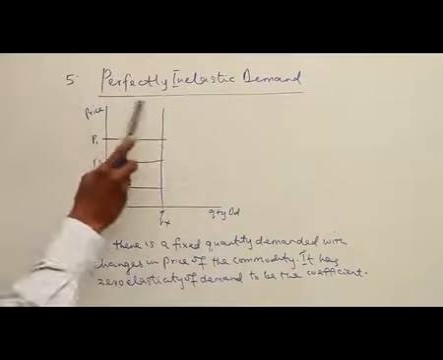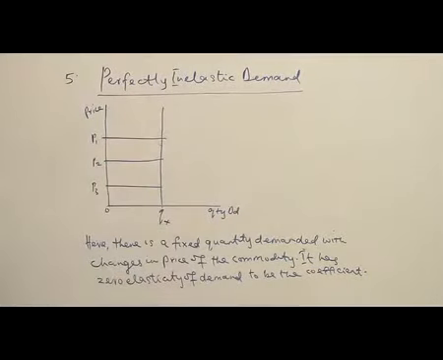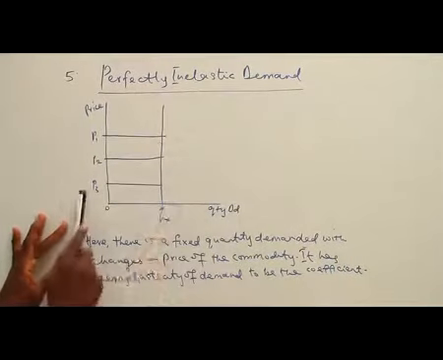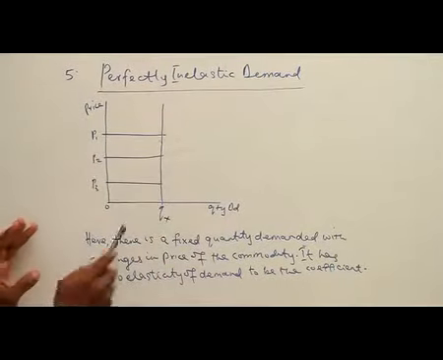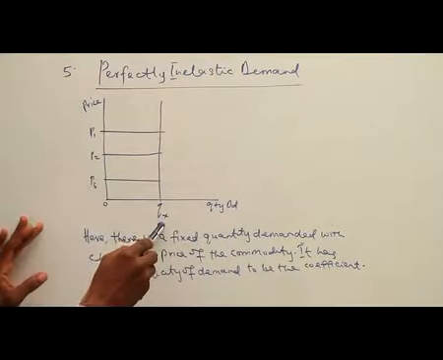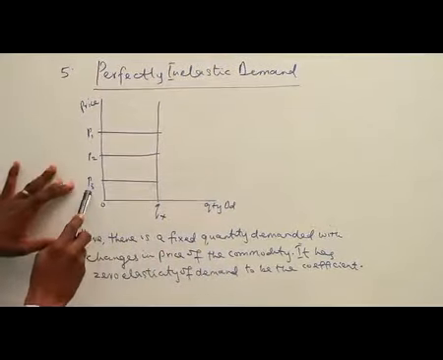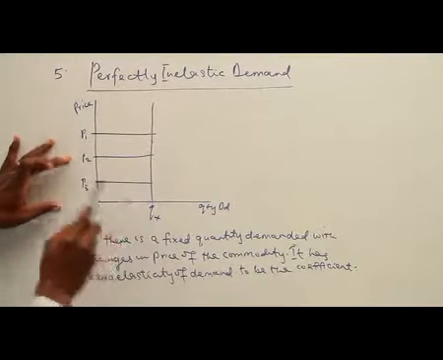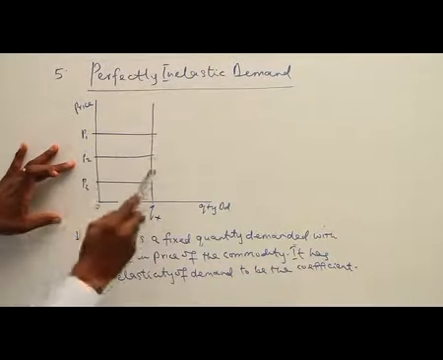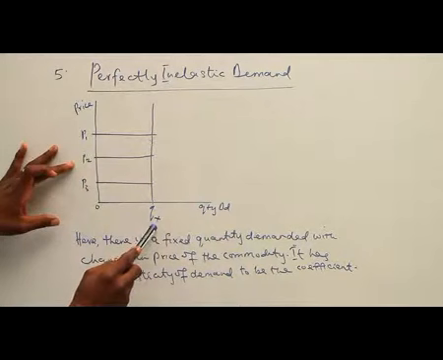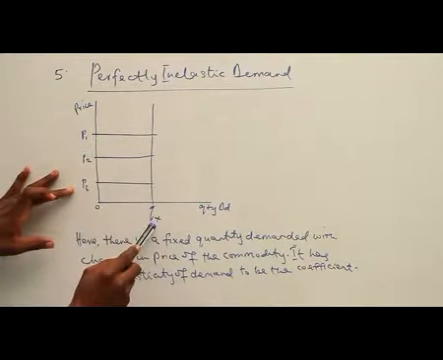Number 5, perfectly inelastic demand. Looking at the diagram, we have the quantity axis here, the price axis here. On the quantity axis, the quantity is fixed. When the price is P1, the quantity is fixed. When the price is P2, we still have Q star. At P3, we still have the quantity being fixed.